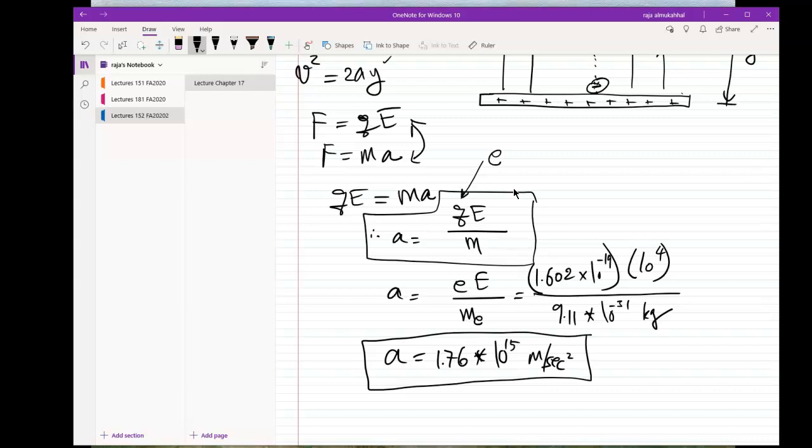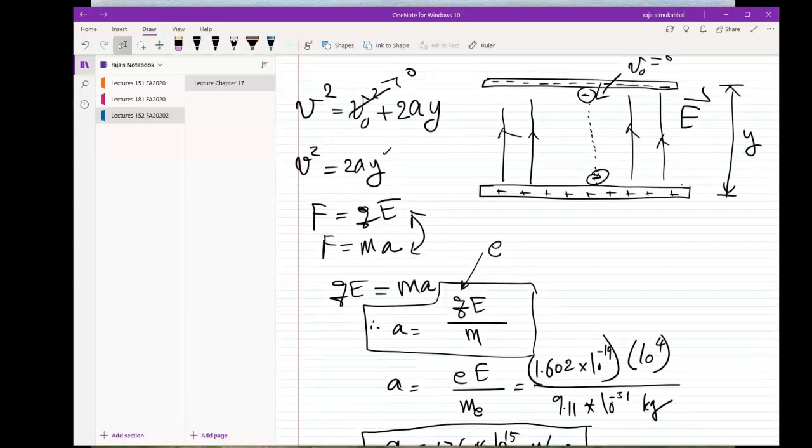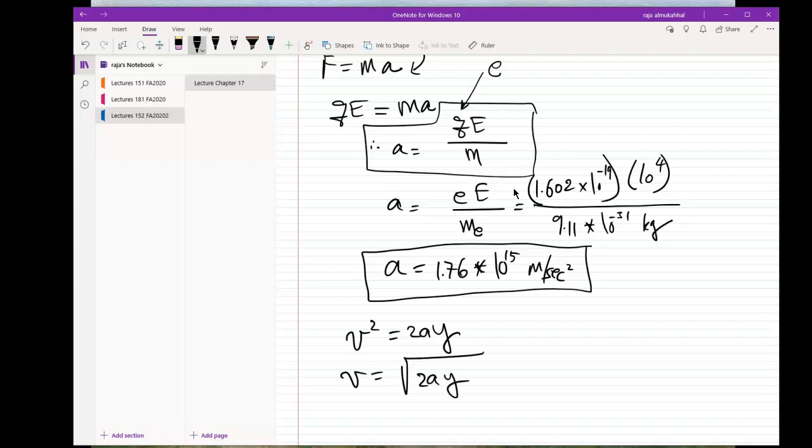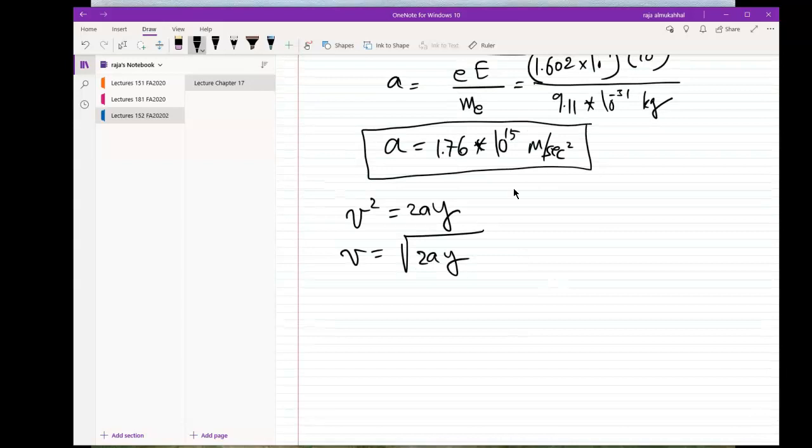So now I can go back to my kinematic equation right here, and plug it in, and I can find V. So now we have V squared is equal to 2AY. So V is equal to the square root of 2AY. And you know the rest of the story, correct? So you just need to calculate that.